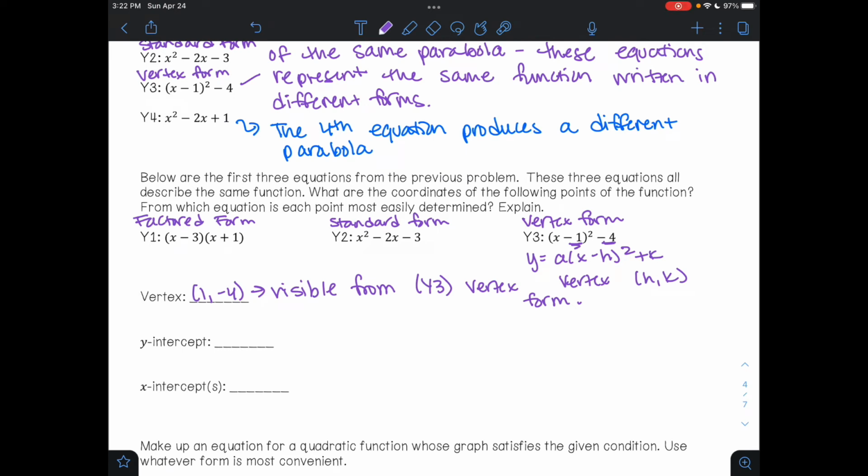Next, they want to know the y-intercept. And I can find the y-intercept easily by looking at the second equation. Remember, your y-intercept is where your graph crosses your y-axis. That means x is 0. So if this is 0 and this is 0, all that's left is negative 3. So the y-intercept is the point 0, negative 3. This is visible from the second equation in standard form.